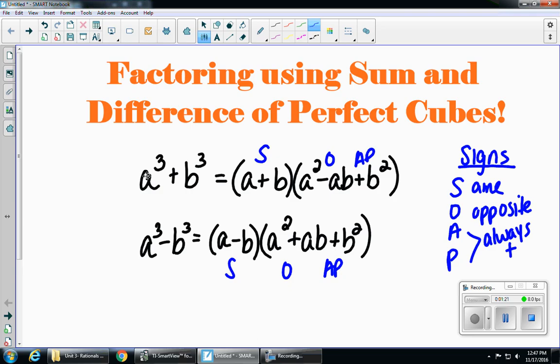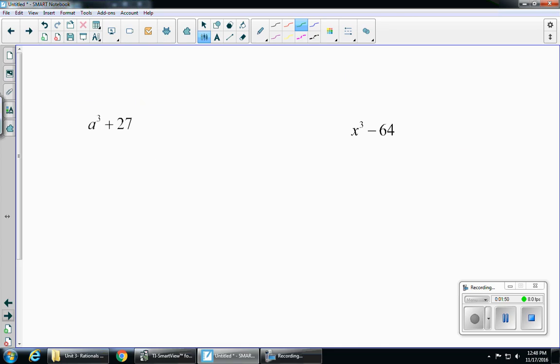The other thing you might notice is that in the first parentheses, the binomial, that a plus b or that a minus b, that's the cube root. And then to get the trinomial, we're going to square the first cube root. We're going to multiply them together, and then we're going to square the last cube root. So we're going to always use SOAP, and we're going to use square, multiply, square. So let's take a look at two basic examples.